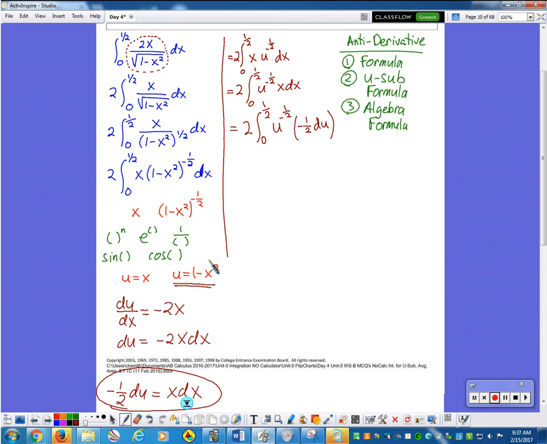So now move the 1/2 out. This is going to be 2 times negative 1/2, which is negative 1, integral from 0 to 1/2 of u to the negative 1/2 du. That's pretty much where we were last class period, getting to that point. What's new today is there are limits, so we have to pay attention to those. We don't have questions so far? Do we need to restate anything or do it differently?